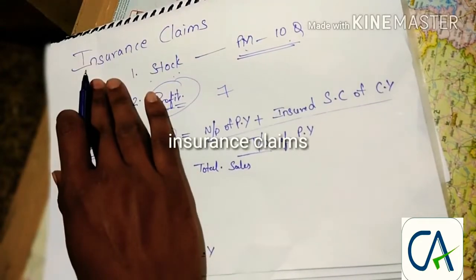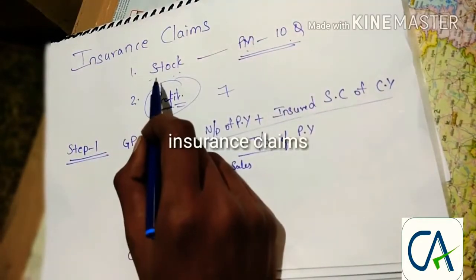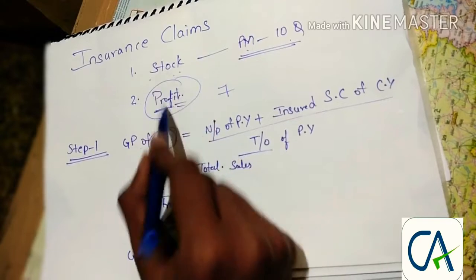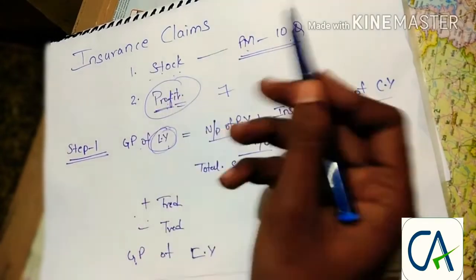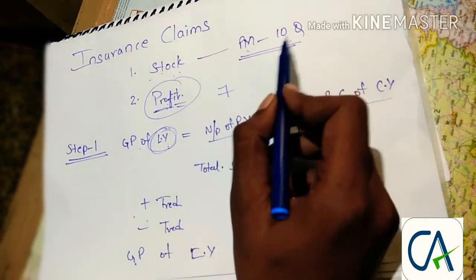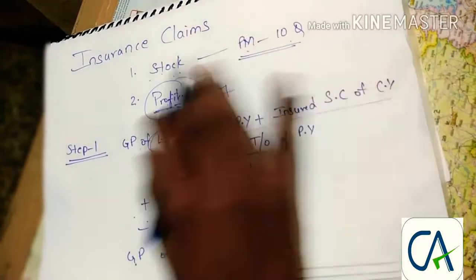Okay, now my topic is insurance claims. In insurance claims, there are two types of questions: loss of stock and loss of profit. For loss of stock I will make another video. In practice there are about 10 questions. I will explain all these questions very easily and quickly.